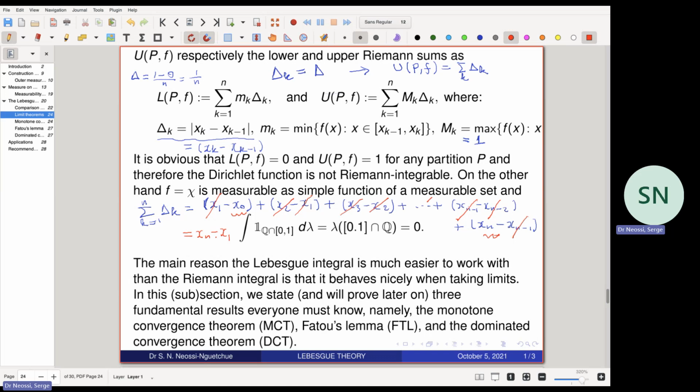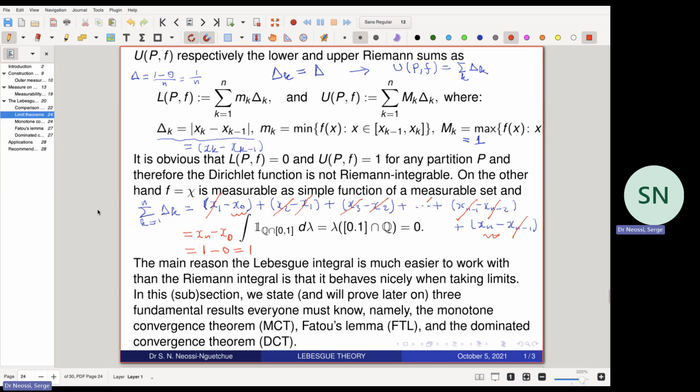This expression will give us xn, which is actually 1. Sorry, this is x0, right? Okay, and x0 is 0. And that's exactly 1.